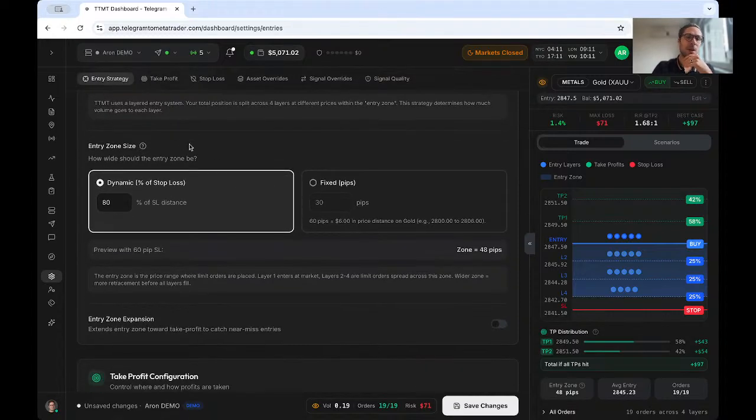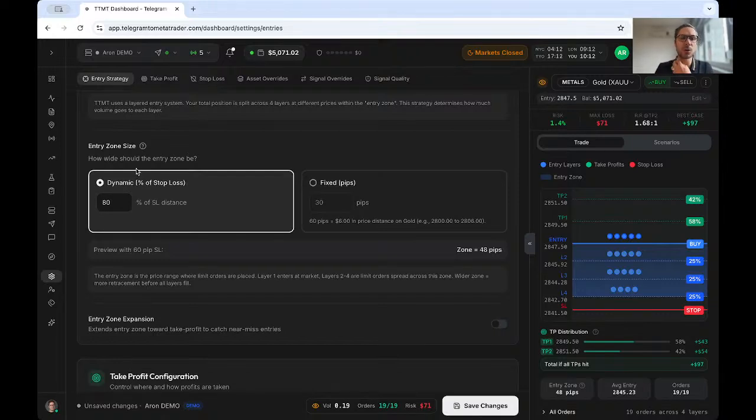Entry zone size. It's important to emphasize that there are the signals, obviously, with the entry zone, the take profits, the stop loss levels, and then there are your settings. And you can override plenty of stuff within TTMT, and you can tell the system to not follow the signal, but rather use your own values. And TTMT can also enter the trade on an alert signal, which is usually something like "gold buy now", which does not have an entry range, a take profit level, or a stop loss level.